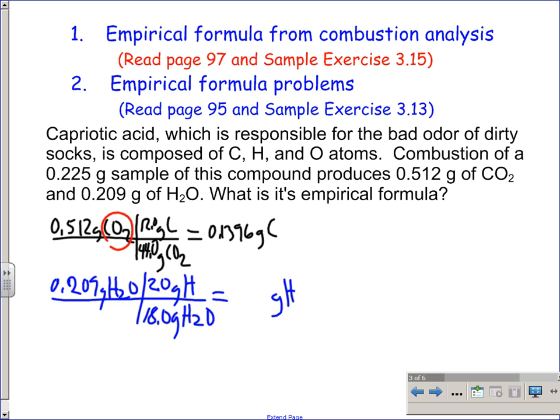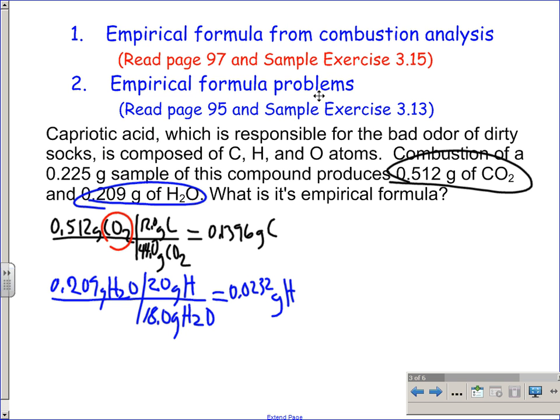And this will allow me to convert from one to the other. And I end up here with 0.0232 grams of hydrogen. So that's how much carbon I had in my original sample, and that's how much hydrogen I have. So while they don't tell me those things, I can use the given information here, how much CO2 and how much water I've got, to find those things.